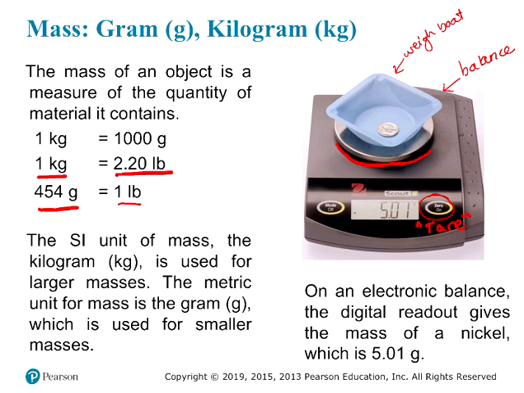And that button is going to set the mass to 0. So for instance, if you want to get the true mass of this nickel, you might set the weight to 0 first before placing the nickel on there. And then once everything is set to 0, you can put your nickel on the balance, and that will give you an accurate mass for the nickel. So this nickel weighs 5.01 grams.